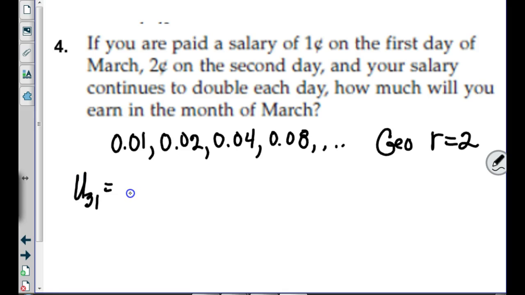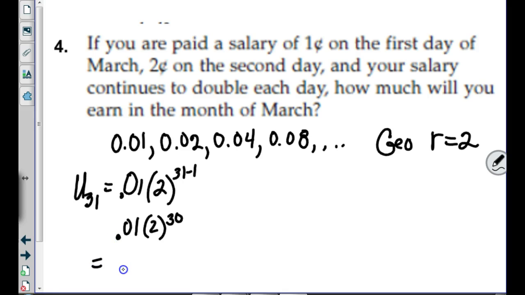How do you do that? First day, 2 to the 31 minus 1, or 30th power. So 0.01 times 2 to the 30th. When you get that number, will you just read me the digits? Don't try to tell me thousands because I can't. One more time.